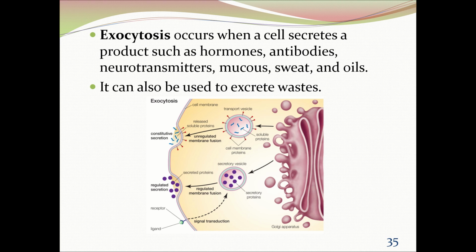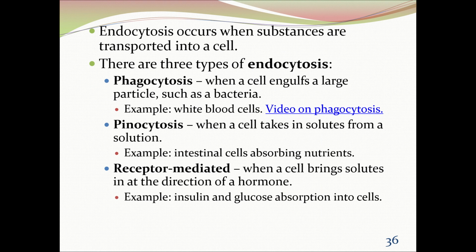Exocytosis occurs when a cell secretes a product such as hormones, antibodies, neurotransmitters, mucus, sweat, and oils. It can also be used to excrete wastes. Endocytosis occurs when substances are transported into a cell. There are 3 types of endocytosis.